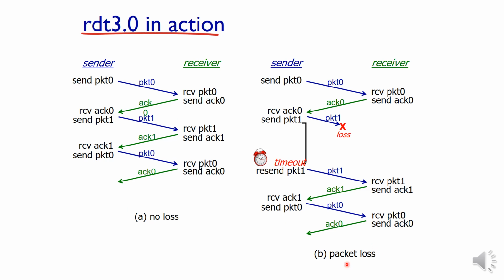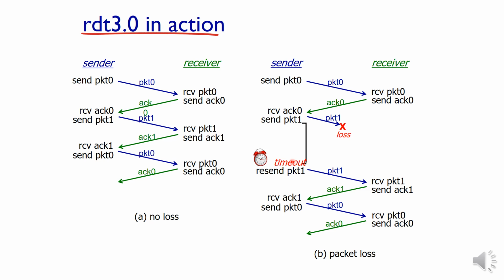Then another scenario is if a packet is lost, then how will it be handled? The sender sends the packet 0, acknowledgement 0, that much is going positively. Then the next packet is sent, but it is lost in between, so it is not at all received at the receiving side. After sending, the sender is waiting for the acknowledgement, but it is timed out.